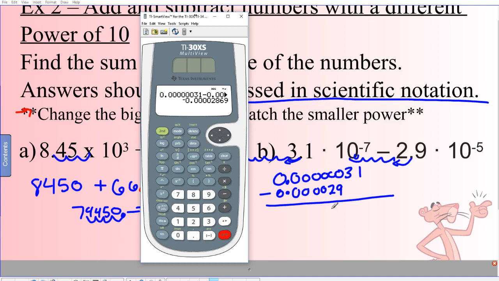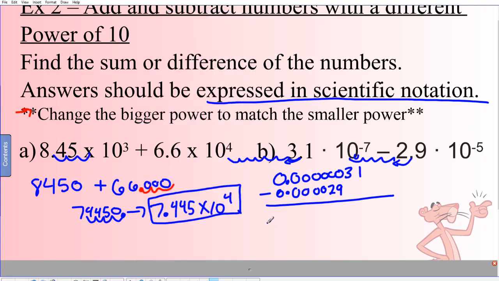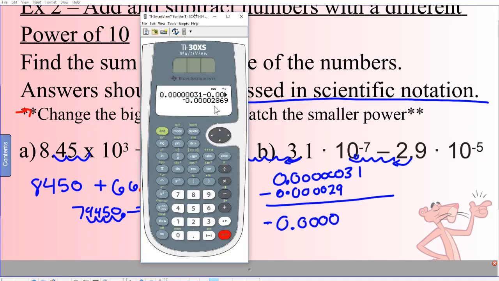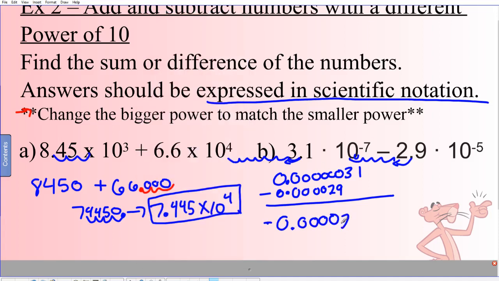So I did the subtraction on the calculator, that way I don't mess up with simple subtraction. And we get an answer of negative 0.123 zeros, I saw that much, 2869. Now, we could have subtracted by hand and all that good stuff, but this way is probably a little bit easier.